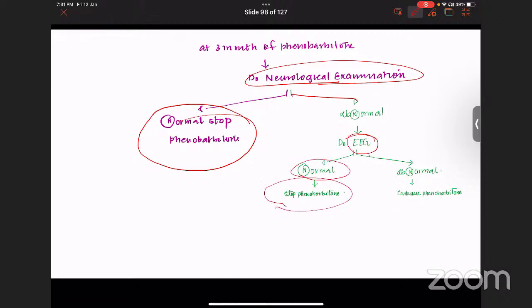But suppose the neurological examination was abnormal thrice, and at 3 months you see it is normal, and you do an EEG and the EEG background is abnormal. It's very abnormal, dysrhythmia is present, and a slow wave pattern is present. That means the child is still having seizures. Then it is better to continue phenobarbital, or you have to use some other drug. And this kind of baby will have a poor neurological outcome.